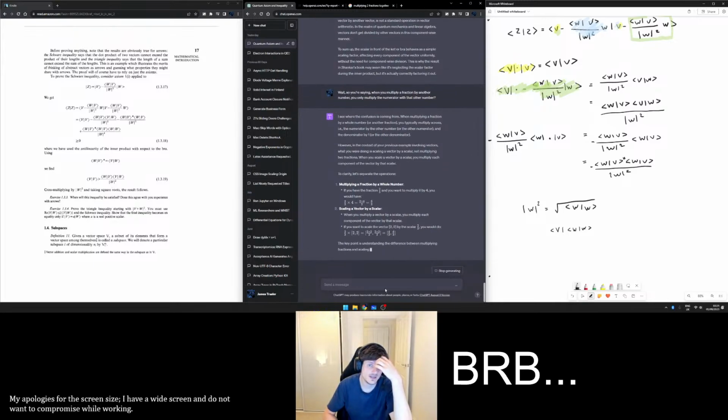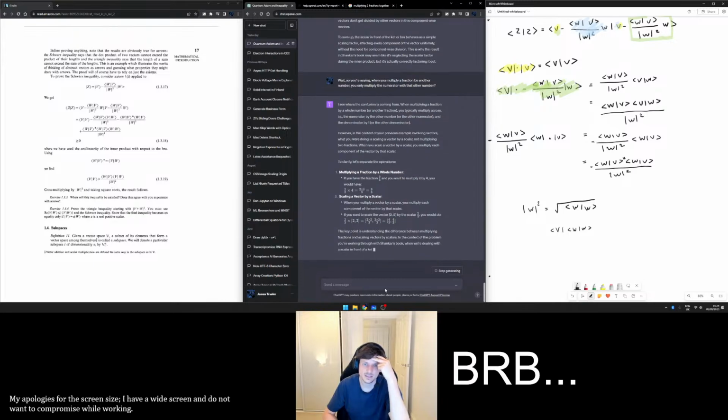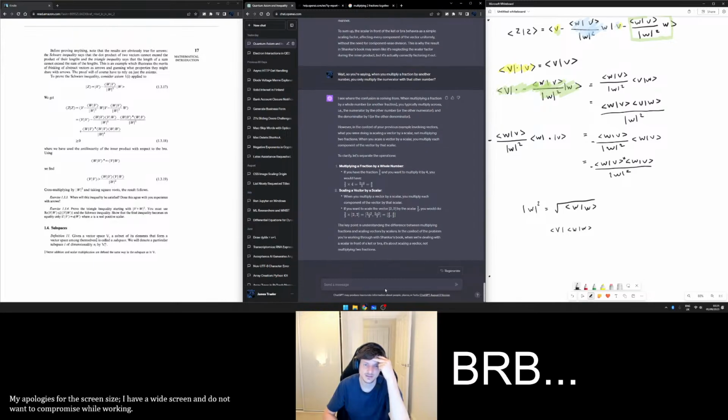When you scale a vector by a scalar, you multiply each component of the vector by that scalar. Multiply a fraction by a whole number. If you have the fraction 2 over 3 and you want to multiply by 4, you would have 2 times... Yeah, that's exactly right. I hope you understand that your point 1 is the actual answer to my entire confusion.